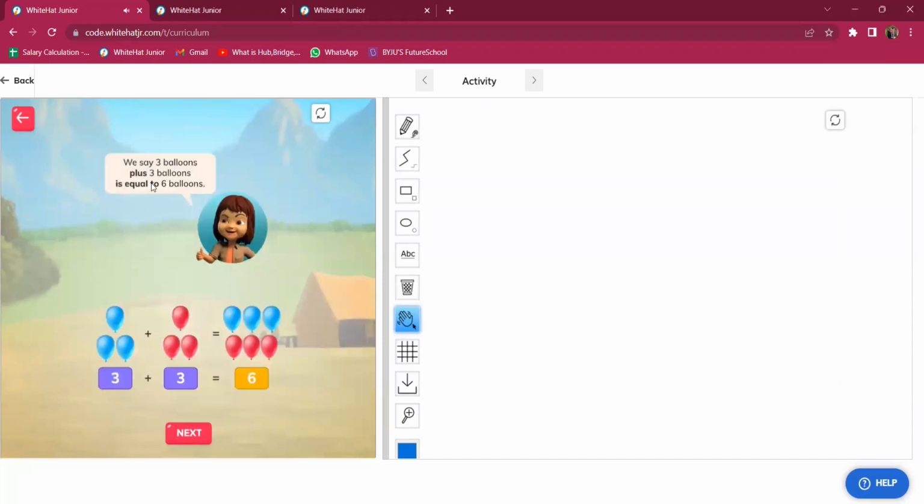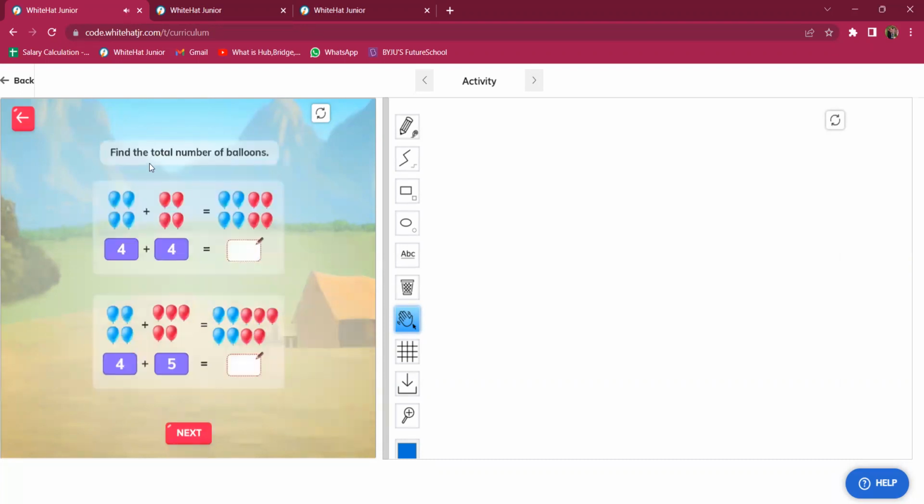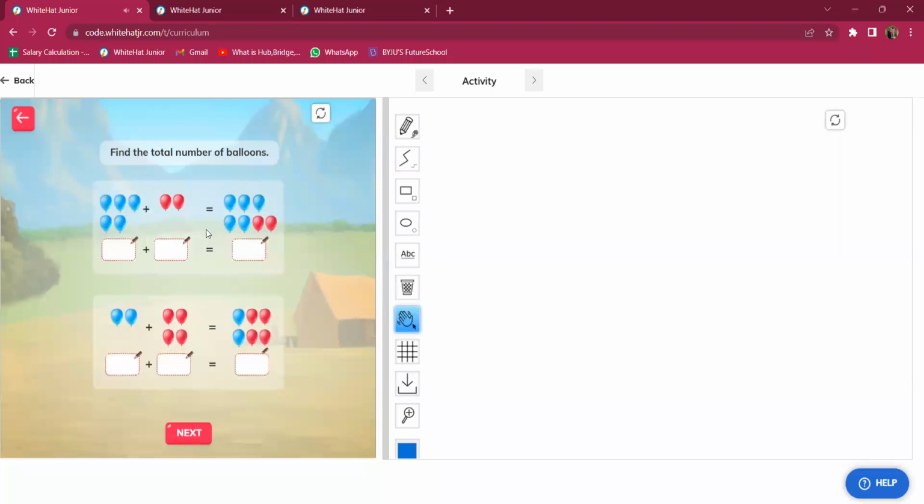So we have 3 balloons plus 3 balloons is equal to 6 balloons, right? We already calculated this. Now we have to find the total number of balloons over here. So here we have 4 and 4 will give us 8. See, 1, 2, 3, 4, 5, 6, 7, 8. Similarly here 4 and 5 will give us 9. 1, 2, 3, 4, 5, 6, 7, 8, 9. Okay. So in this way you have to solve. So you have to use this, like 4 plus 4 is equal to 8. 4 plus 5 is equal to 9. Okay. Let's move to the next question.